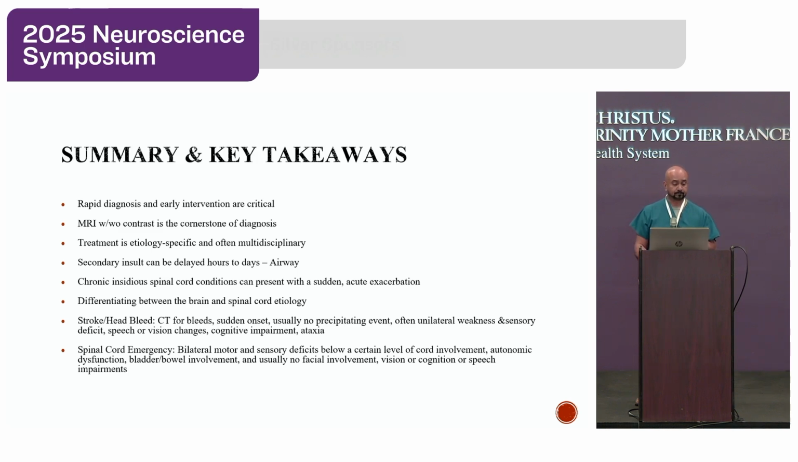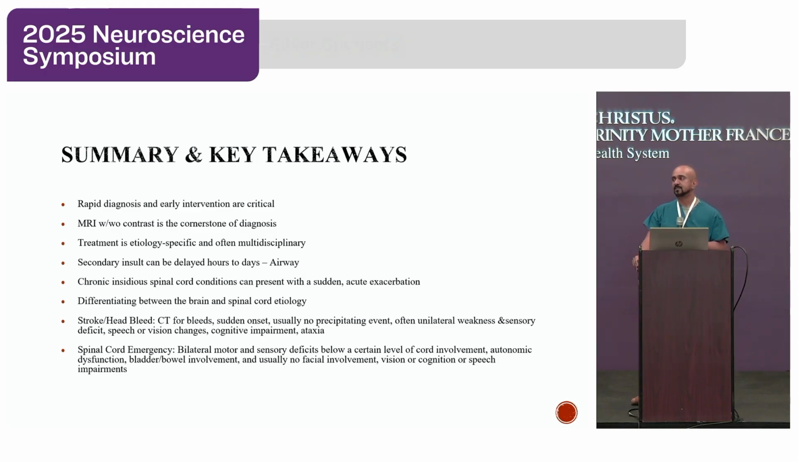Differentiation between the brain and spinal cord etiology, that's another thing that sometimes we miss. I'm not saying that we do that all the time, but stroke versus spinal cord injury, how do you know, right? So stroke, if it's a head bleed, we know CT head will tell us this is a bleed, right? What about the strokes now? So strokes are sudden, right? Onset and usually no precipitating event, right? Often unilateral weakness, right? And sensory deficit, motor deficit, speech or vision deficit, and then you have dysarthria, aphasia, things like that, facial droop, cognitive impairment, and ataxias.